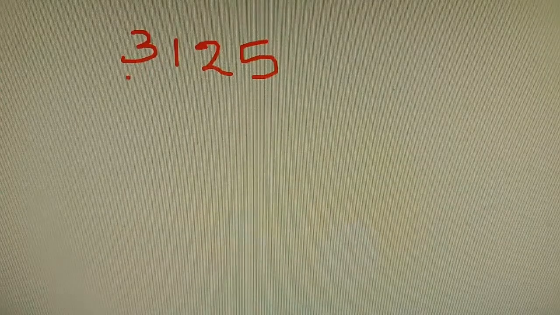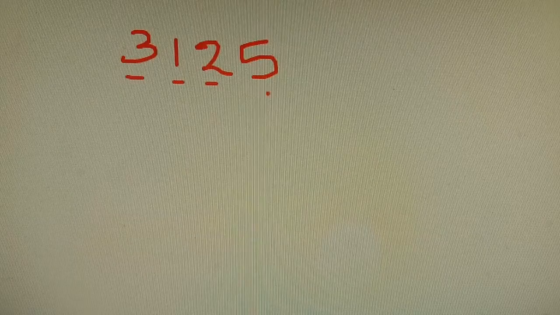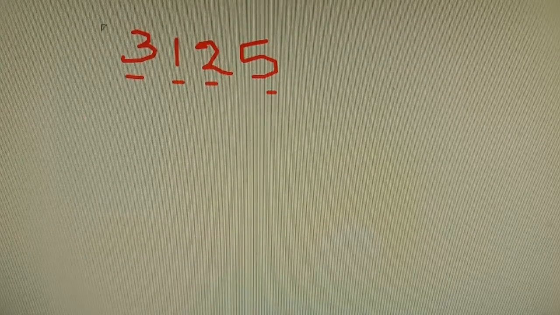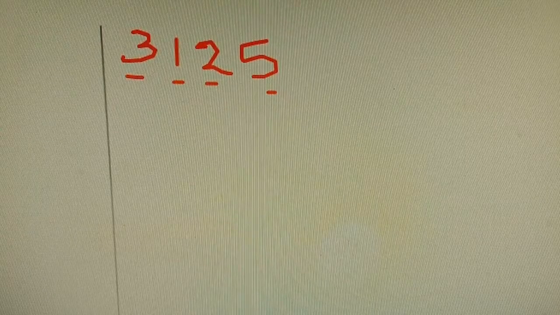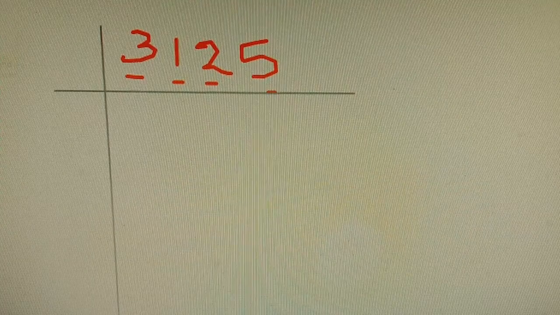Then by 3. 3 plus 1, 4. 4 plus 2, 6. 6 plus 5, 11 only. So that is not divisible by 3. So we can move to the next prime number, that is 5. Anyway, it is divisible by 5, because the last digit is 5.